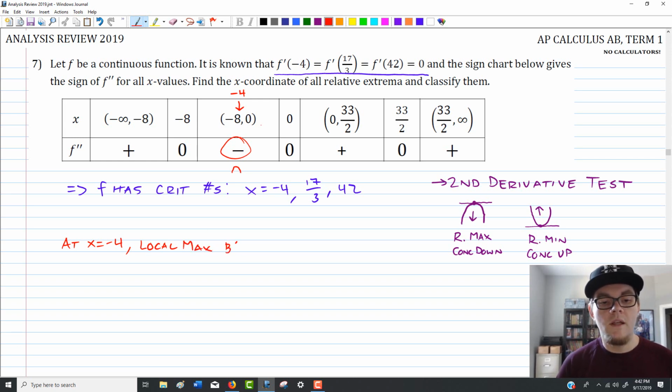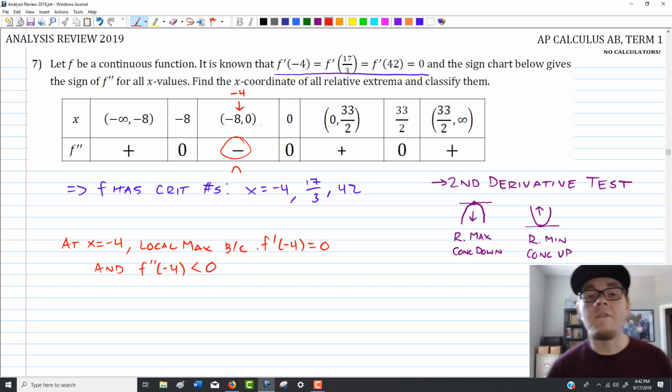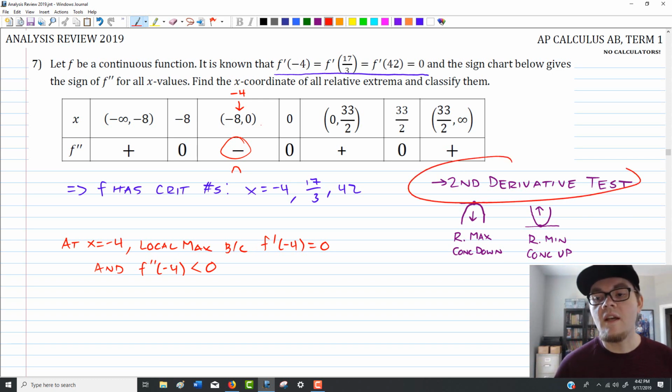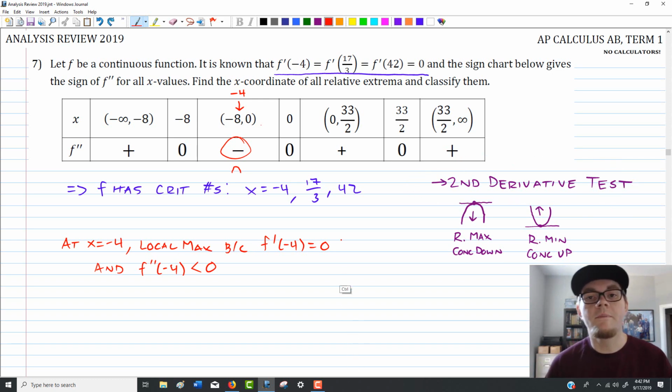And then our reason is because f prime of -4 equals 0. So in other words, we're at a critical number. And f double prime of -4 is less than 0. So in other words, f is concave down at a critical number, which gives us a local maximum using the second derivative test. So there's our first one.